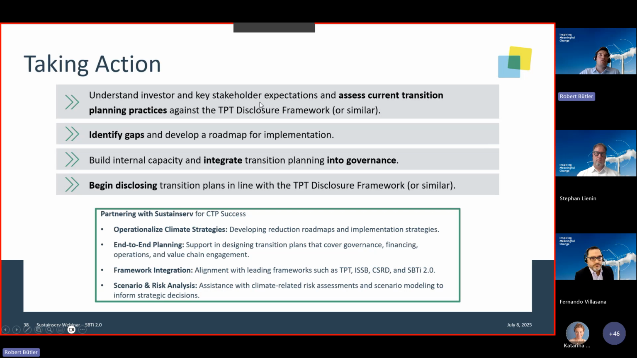Understanding investors and key stakeholders is key. Also assess your current transition planning practices against frameworks such as the TPT, identify the gaps, build internal capacity and integrate transition planning into your governance, and begin disclosing your transition plan, not only for specific frameworks, but also for all your other stakeholders that you're confronted with as well.